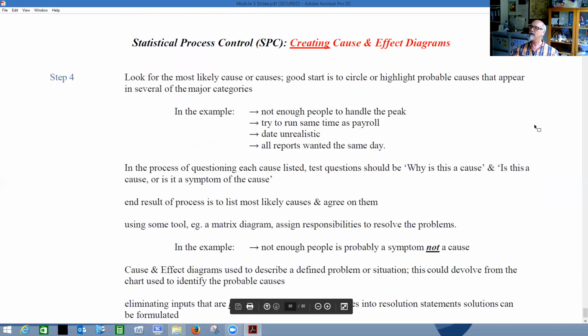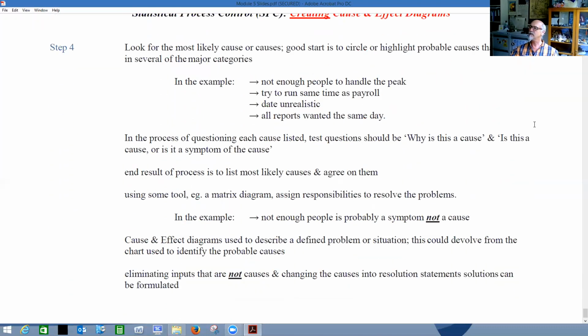And then number 4, look for the most likely cause or causes. A good start is to circle or highlight probable causes that appear in several of the major categories. For example, maybe it's not enough people, maybe it's run time, payroll date unrealistic, whatever it might be. In the process of questioning each cause listed, test with questions like, why is this a cause? Just because it's been suggested, it may not be a cause, it may be a suggestion, but then ultimately through your analysis and discussion with your group, it may not be a cause at all, or it's a symptom.